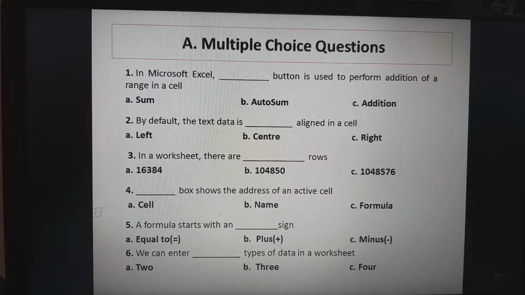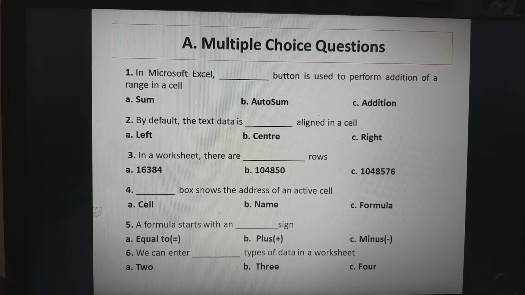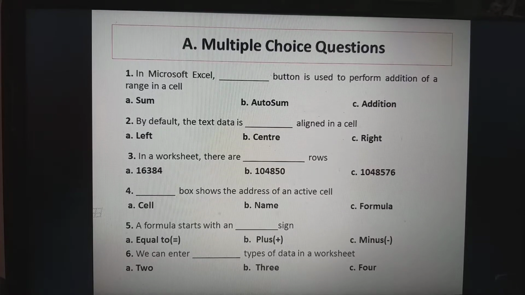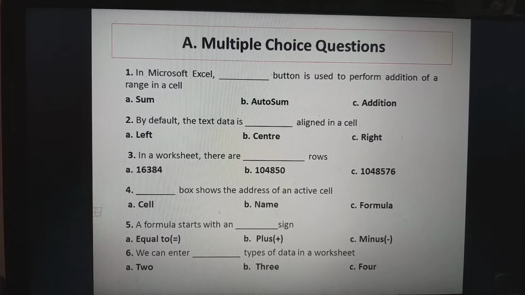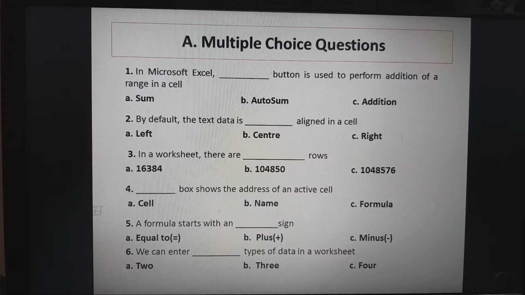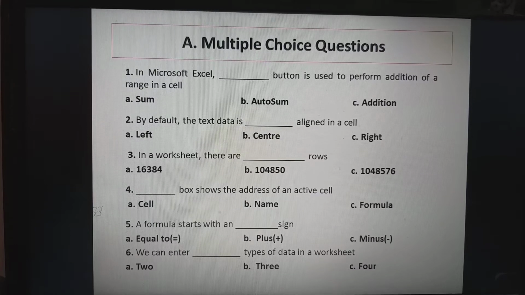Now see number 4. Dash box shows the address of an active cell. The options are cell, name, formula. So the correct option will be option B, name. Name box shows the address of an active cell. It is located just above the column heading on the left side of the window.